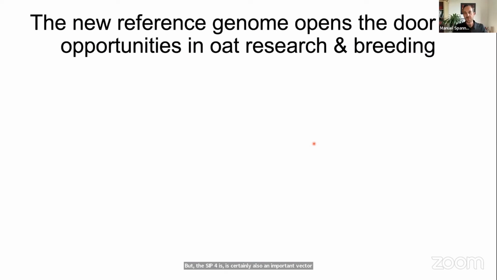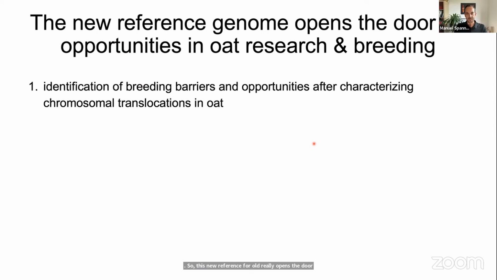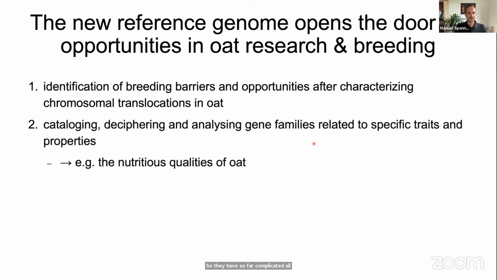So this new reference for oat really opens the door for new opportunities in oat research and especially breeding. So the identification of breeding barriers is now possible after characterizing all these translocations. They have so far complicated oat breeding a lot, and now it's much easier by knowing about them.